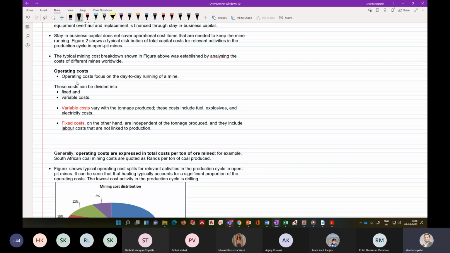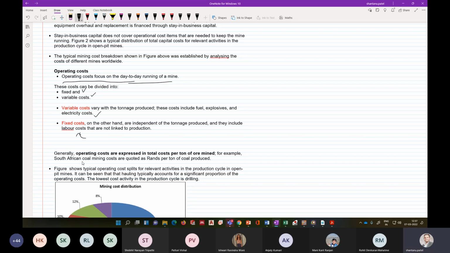Now operating cost, as we already discussed, is focused on the day-to-day running of a mine. That is our operating cost. These costs are of two types, as we already discussed: fixed and variable. Variable costs vary with tonnage produced. Those costs include fuel, explosive, and electricity. This is what was there in that figure. Fixed costs, on the other hand, are independent of tonnage produced, and they include labor costs that are not linked to the production.